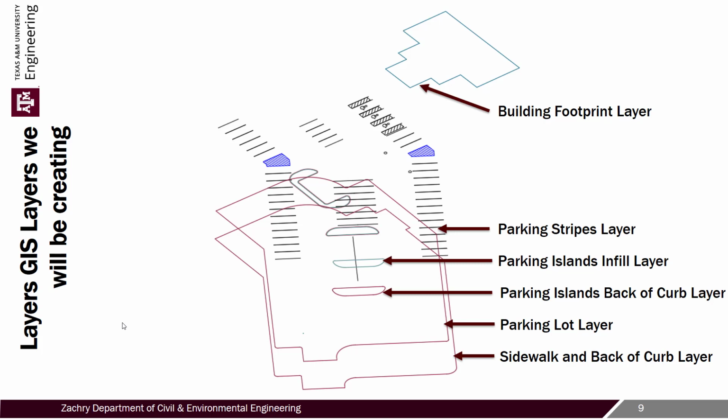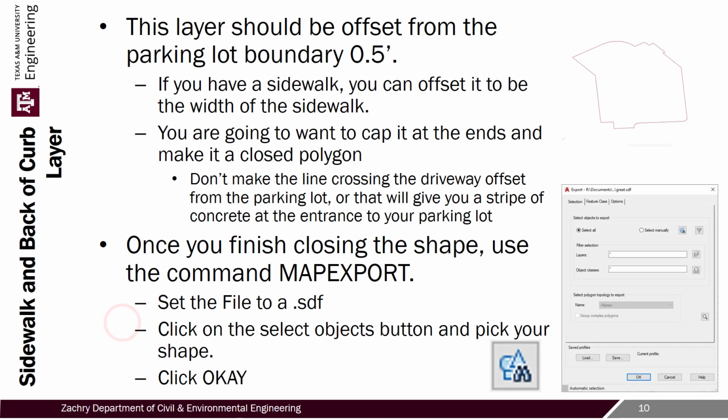And so we're going to start off with our site plan to create a lot of these because they're pretty easy. A lot of them are going to all be polylines that we're going to offset and things like that. So let's look at this. The first one, the sidewalk back of curb layer, is going to be offset about 1/2 foot from the parking lot layer. So we can take that line that we used and offset it 1/2 foot. Then we're going to want to cap the end, so we're going to come in and connect in that portion. And so now we have our back of curb.